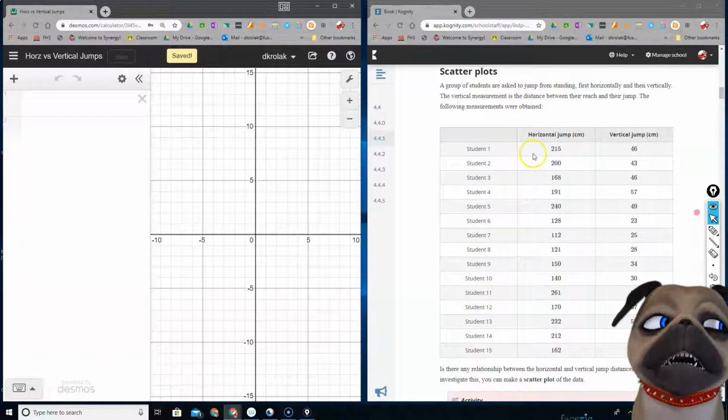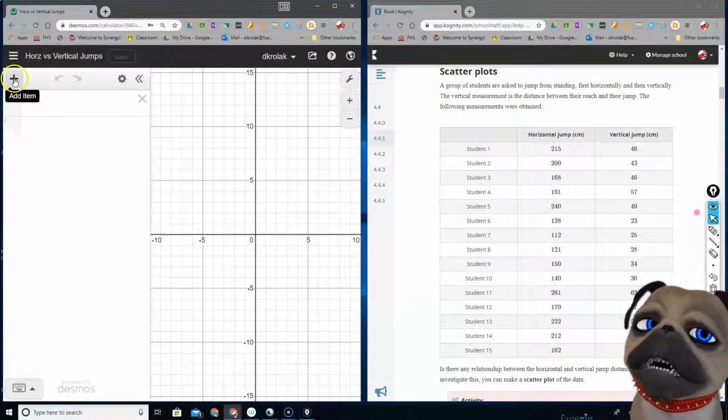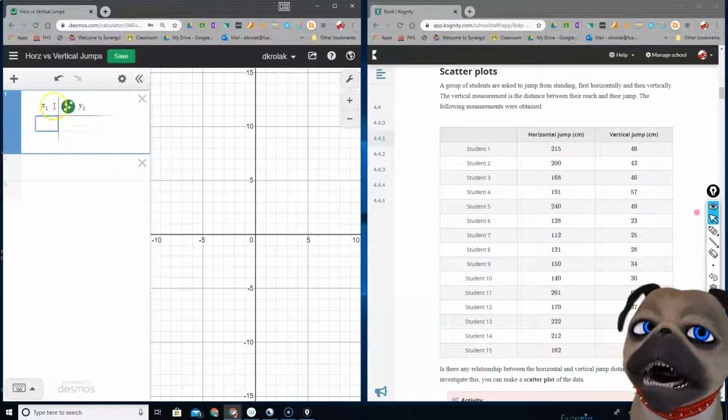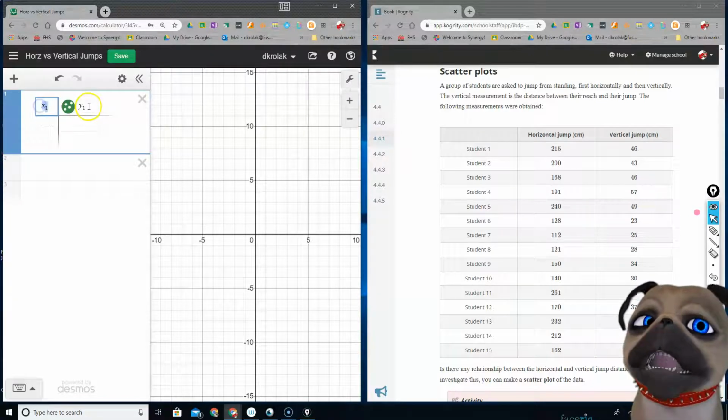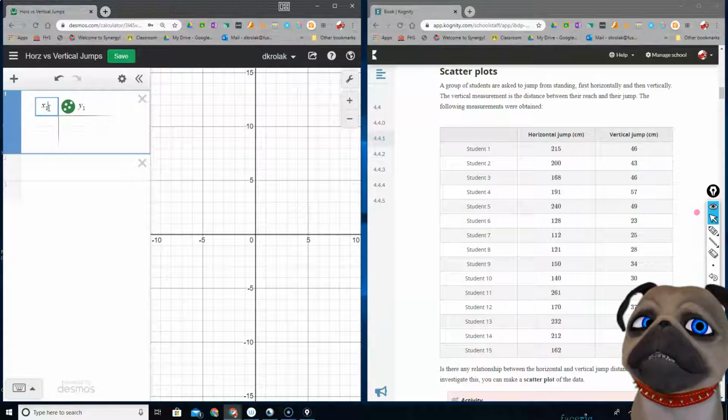So we have to first type in this data. So to type in data in terms of a table, you're going to go up to this plus sign, and you're just going to choose table. Now you can call these variables anything that you want. You can type phrases in there, it doesn't matter. But you want to start with something that's like x1, x2, x3.